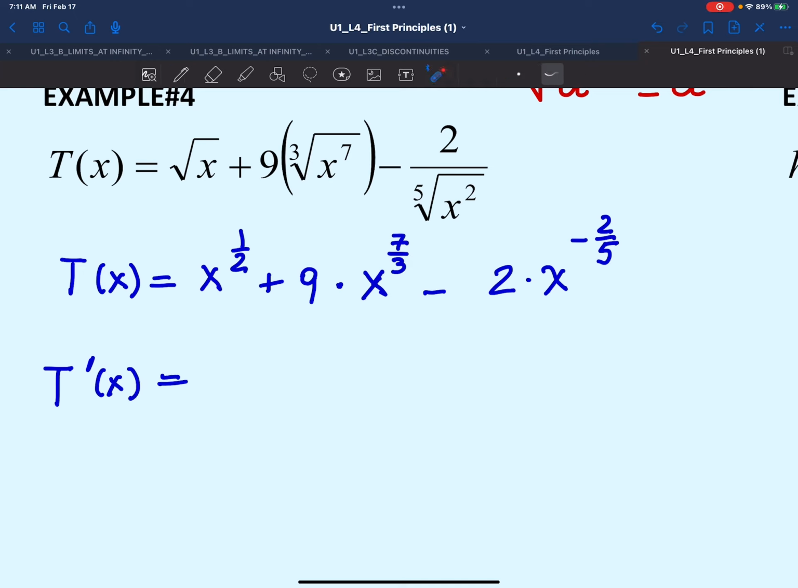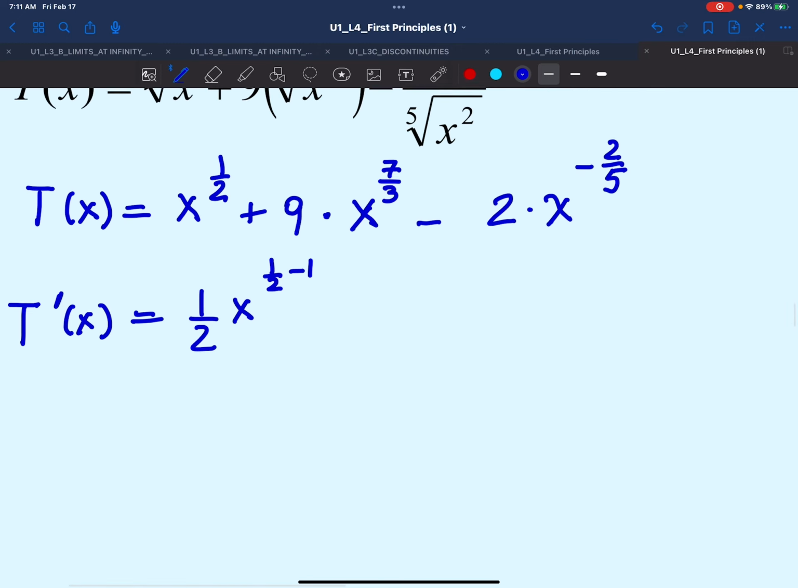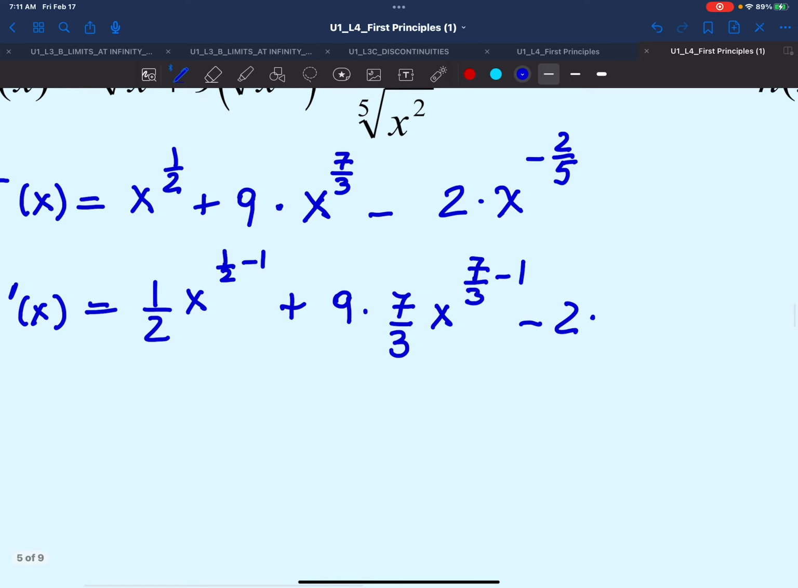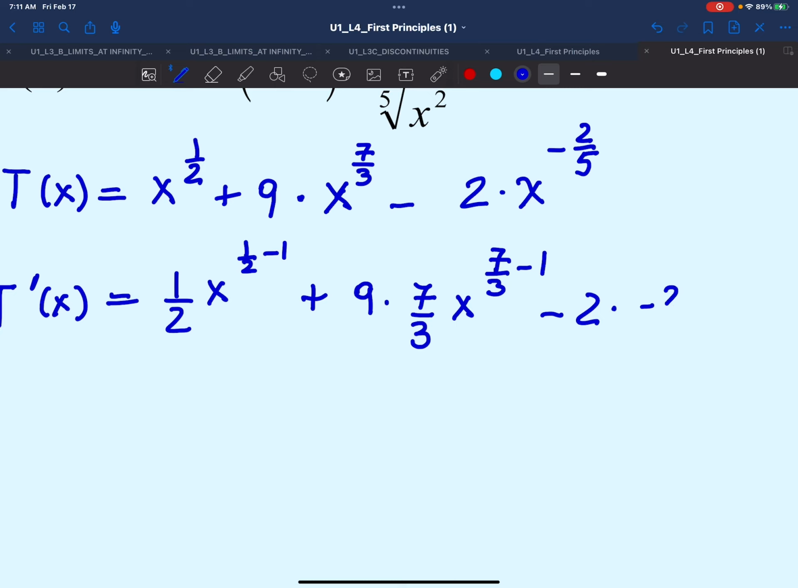So all we did in the previous step was rewrite the same equation differently. So the derivative would be 1/2 of x to the power of 1/2 minus 1. I'm going to show the steps in here because we're dealing with fractions. It's our first example. You learn how to do this faster with practice, always. So derivative of x to the 7 over 3, that's 7 over 3, x to the power 7 over 3 minus 1, minus 2 times. Derivative of x to the negative 2 over 5 would be negative 2 over 5, x to the power negative 2 over 5 minus 1.